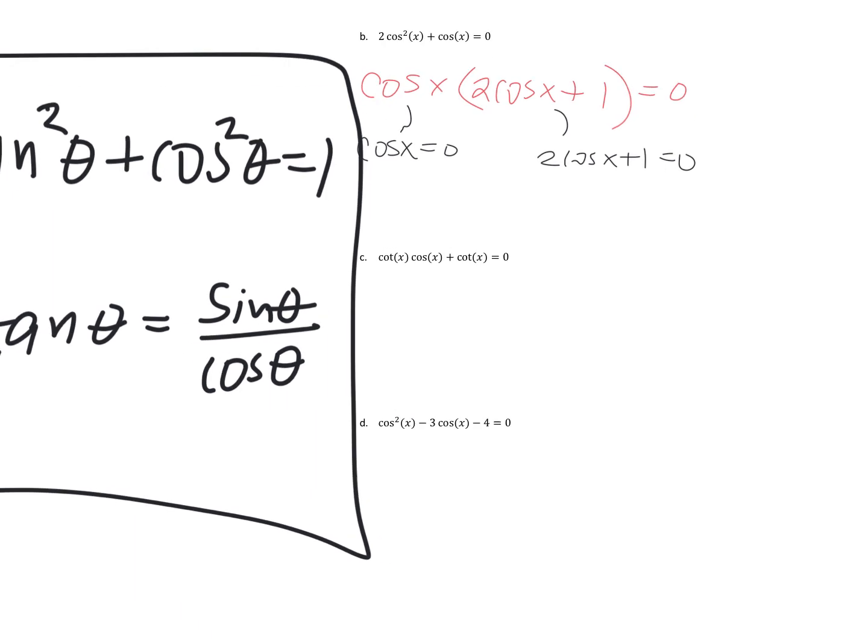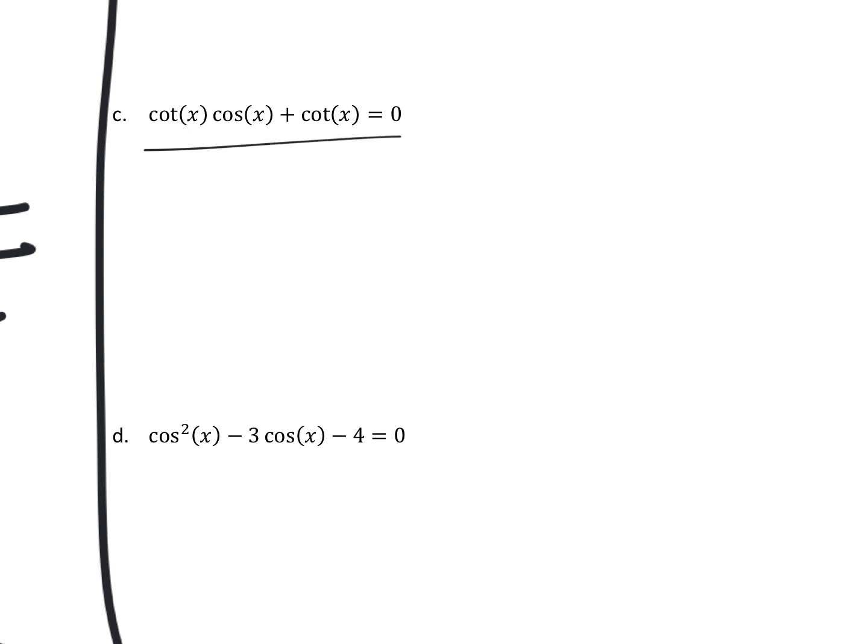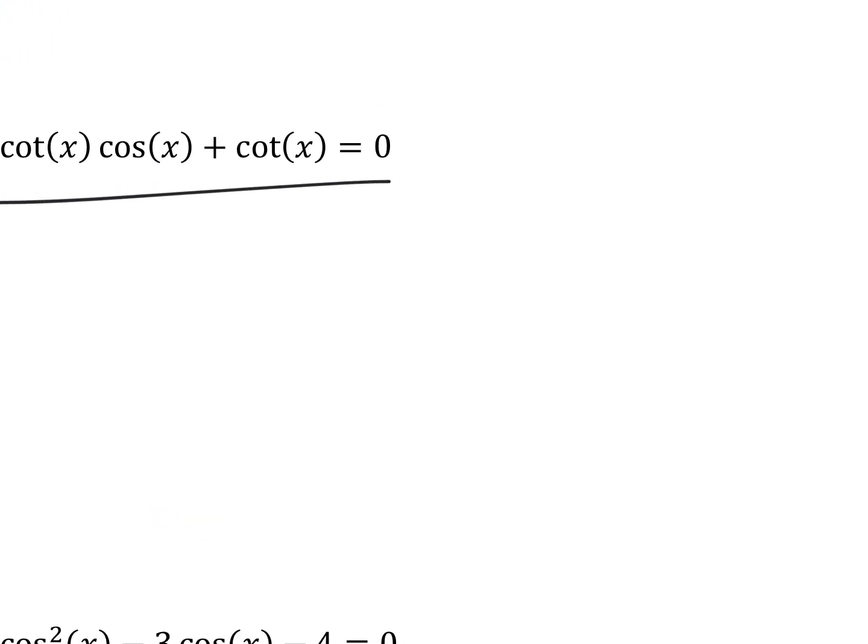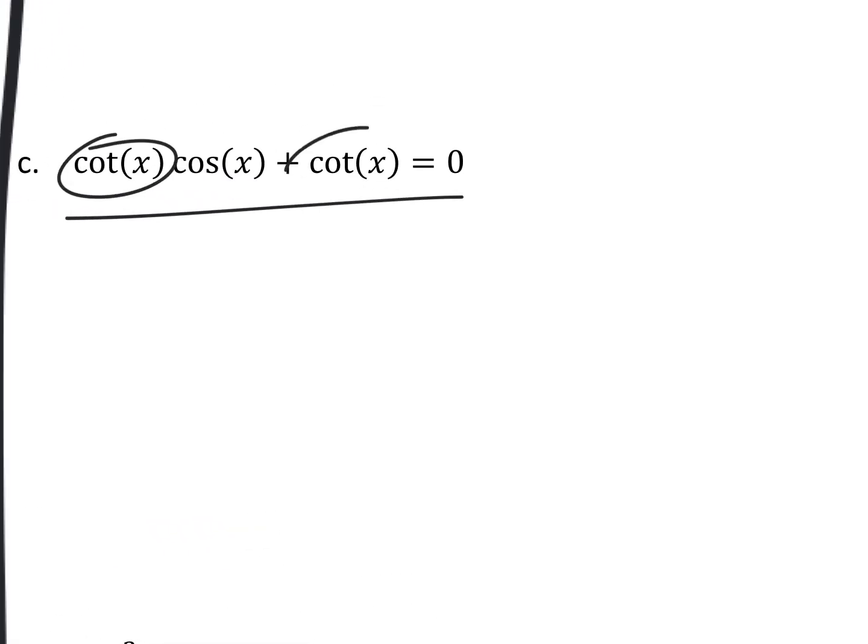All right. This can be factored. You might not feel like this can be factored, but maybe it's because you didn't realize there was a cotangent in both of them. You know, just factor it out.